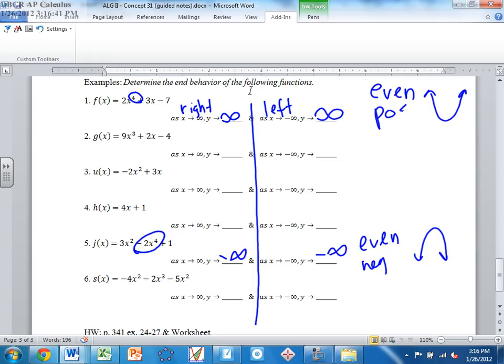Now, when you do your homework tonight, I'm not going to write any of this stuff. I want you to write this entire statement like this. For your homework, I want you to write, as x goes to infinity, y goes to whatever. As x goes to negative infinity, y goes to whatever it is. But I want you to write out that entire circled line there during your homework. I put them in here like this just to fill in blanks.